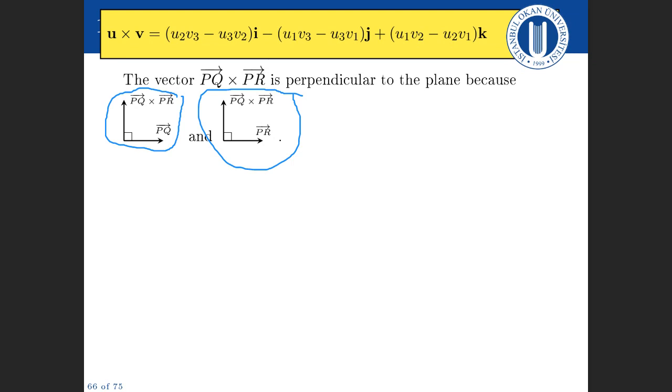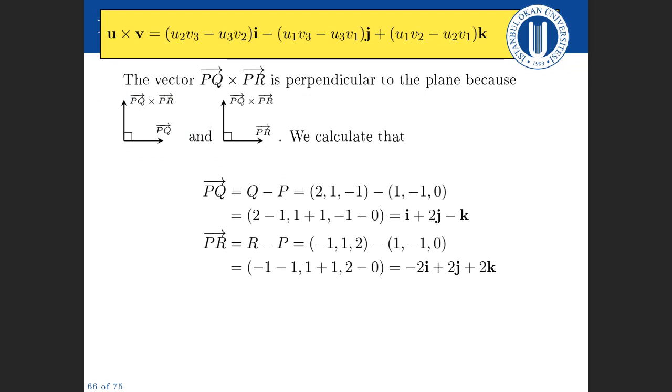Anytime we want that, we can just use the cross product, because PQ cross PR is always perpendicular, or orthogonal, to PQ and it's always orthogonal to PR. So to answer this question, we're just going to calculate PQ cross PR. So first we write down PQ and PR. PQ is Q minus P and PR is R minus P. And then we calculate their cross product using the formula at the top. And again, I'm going to leave this for you to check. Please check that PQ cross PR is 6i plus 6k.